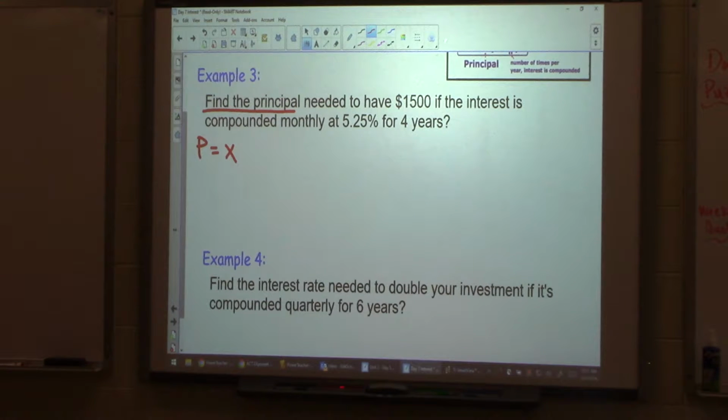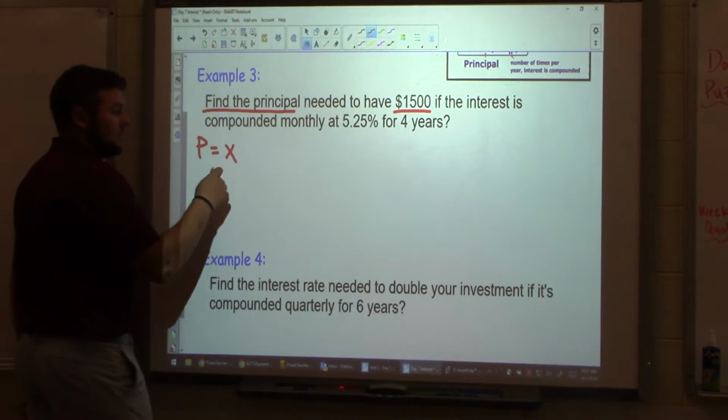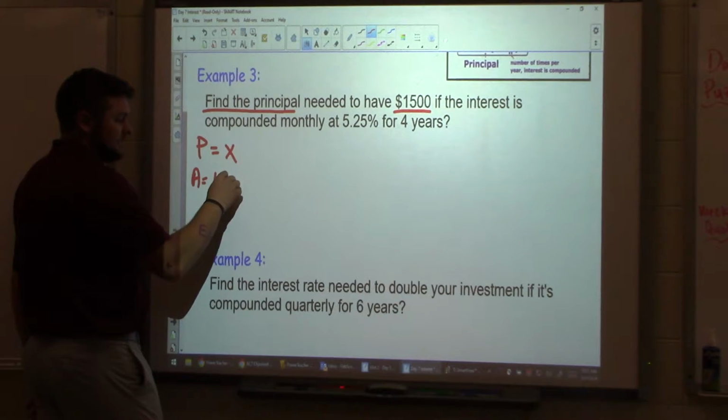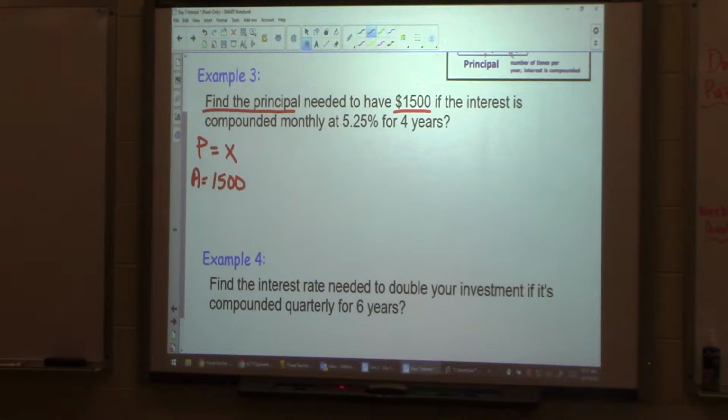Okay, what else am I told? The amount is 1,500. The amount, the A value, the amount we want to get to is going to be 1,500. Right? We want to get to there. We need to find how much we start with. All right, what else are we told?